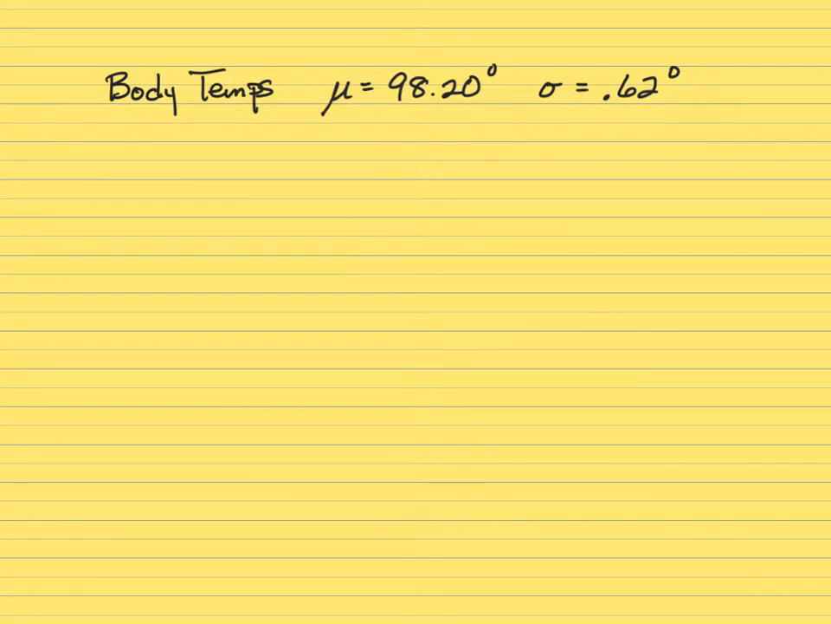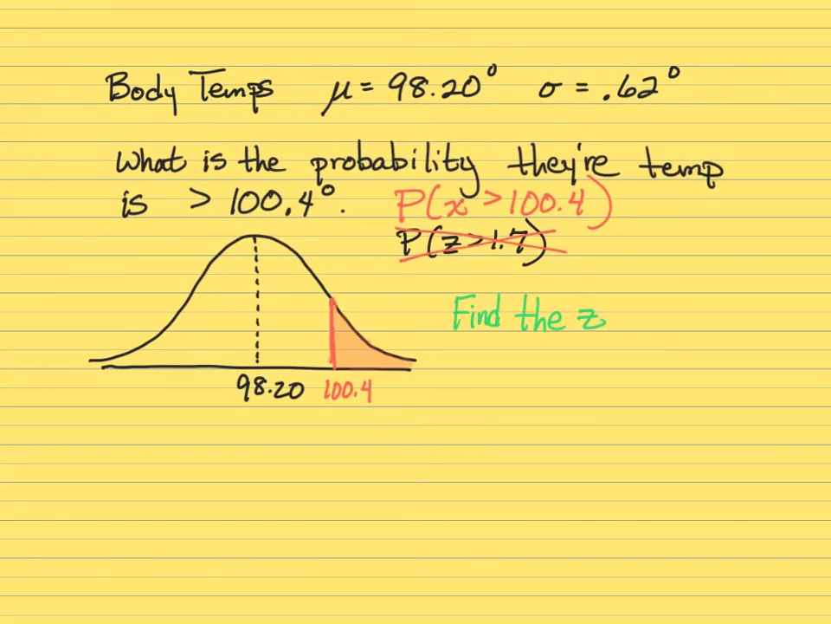So the question we might have is this. Obviously people are going to vary; not everybody's going to be right at 98.2. Some are going to be higher, and some are going to be lower. But let's try to answer this question. If we select somebody at random, what is the probability that their temp is greater than 100.4? In notation, it would look like this: the probability that the x value is greater than 100.4.